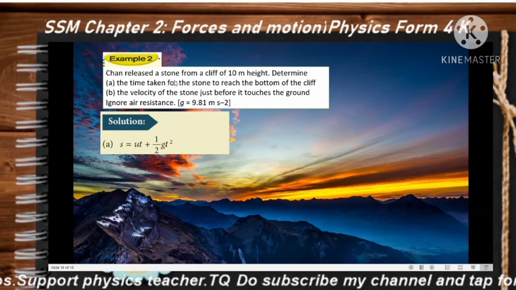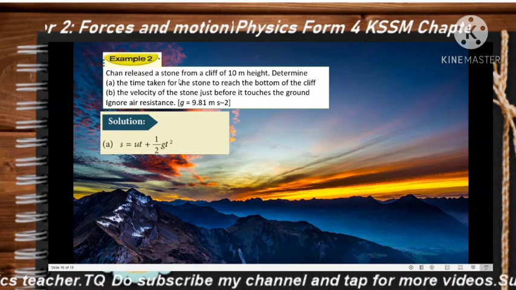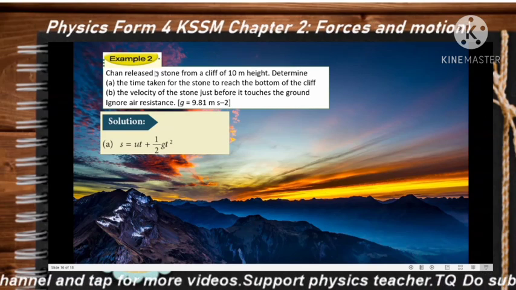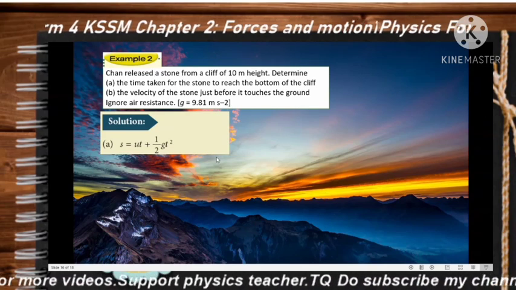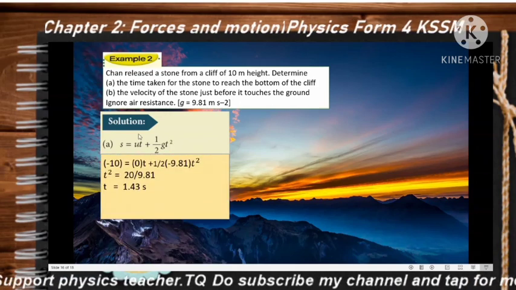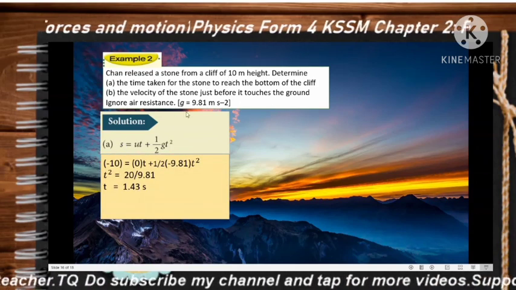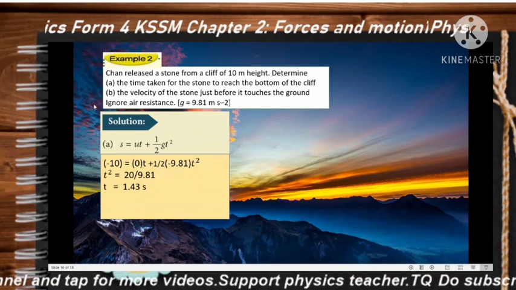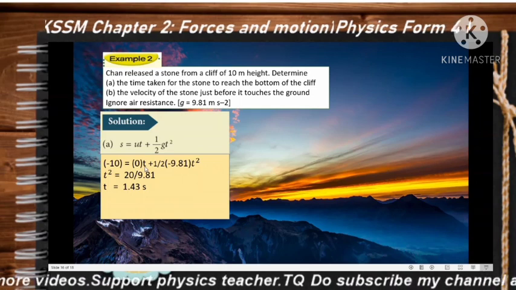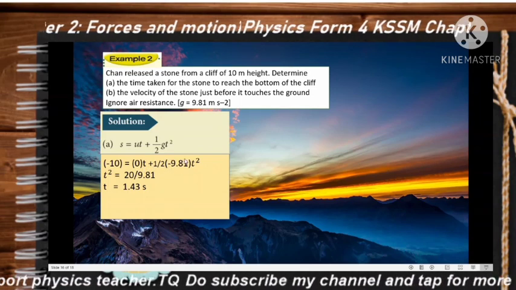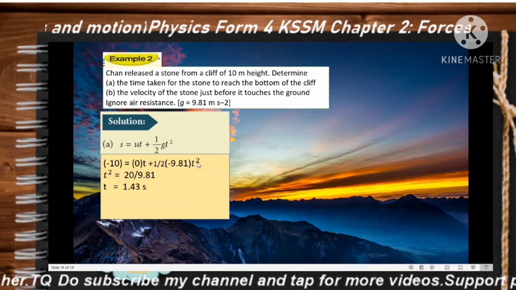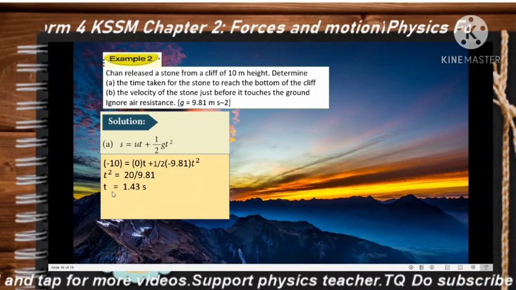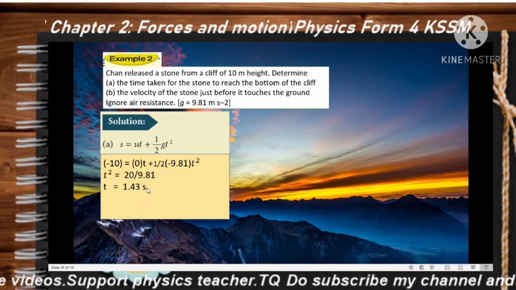Solution. So for this example 2, you can list out all the information given. So this one release case. So initial velocity equals to 0. The value of s negative because the downward direction is negative. So s is negative 10, u 0, t plus half, g is always negative 9.81 t squared. Okay, you solve for t squared, you get t equals to 1.43 second.